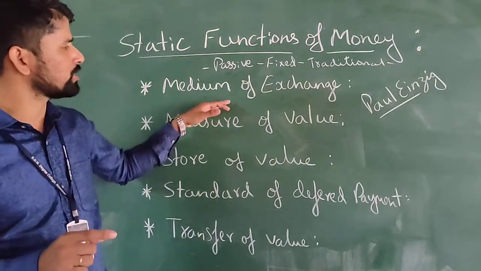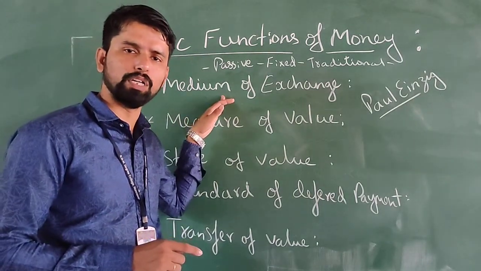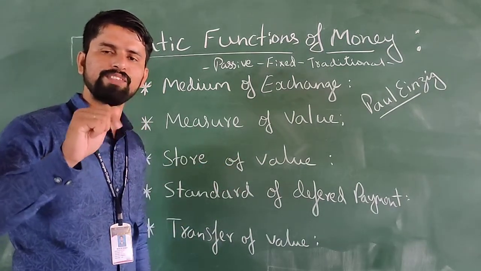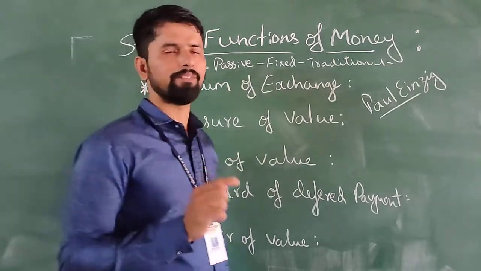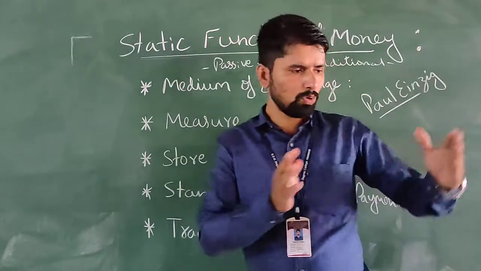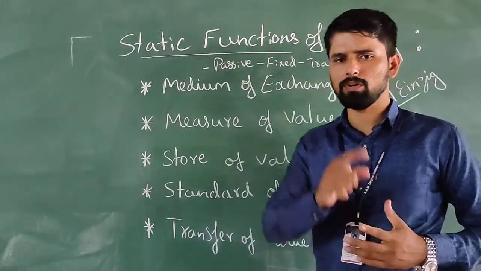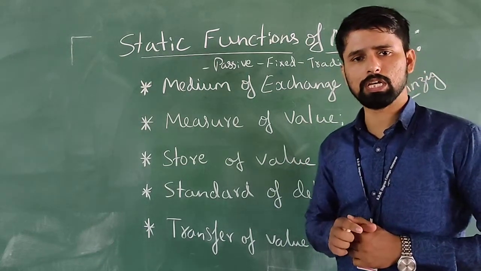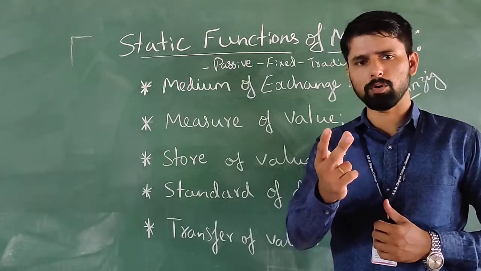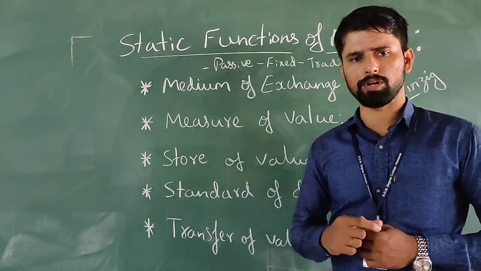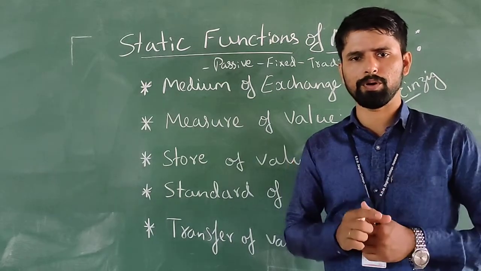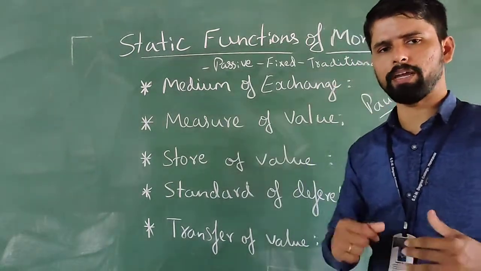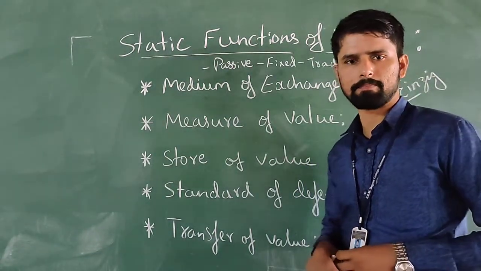Here, the term medium of exchange is used to solve the inefficiency of the barter system. Go to the barter system in the pastoral society. We know that, right? What is the barter system? In the barter system, people use commodities to buy and sell commodities to others. There is a use of commodity as money to exchange, to buy and sell goods and services.